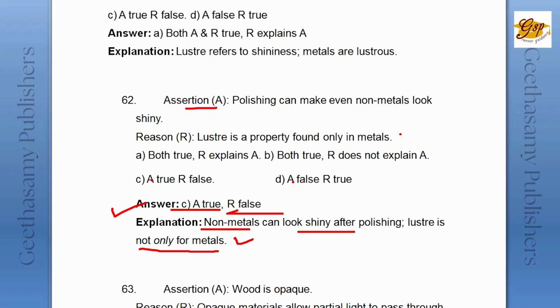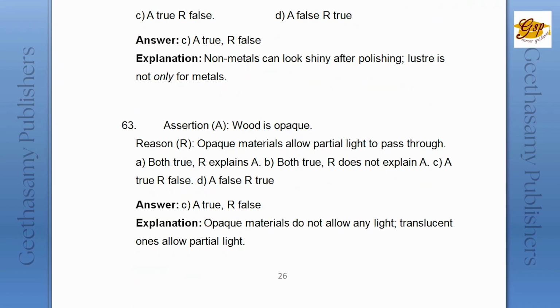Fine. Then 63rd question. Assertion: Wood is opaque. Reason: Opaque material allows partial light to pass through. So both are true and R explains A; both are true and R does not explain A; A is true, R is false; A is false, R is true. The answer is A true, R false. Opaque materials do not allow light. Translucent allows partial light. You have to see this. Translucent only allows partial light.